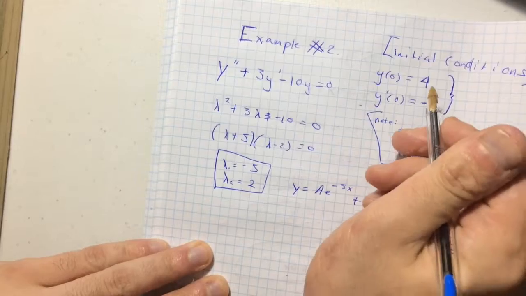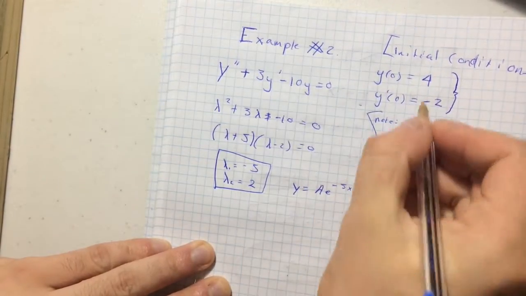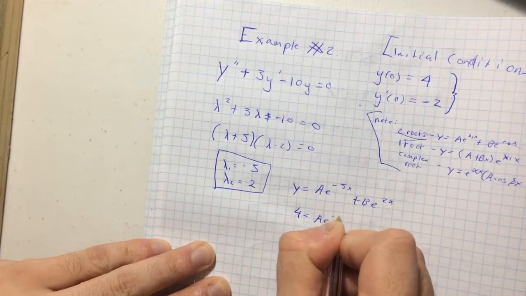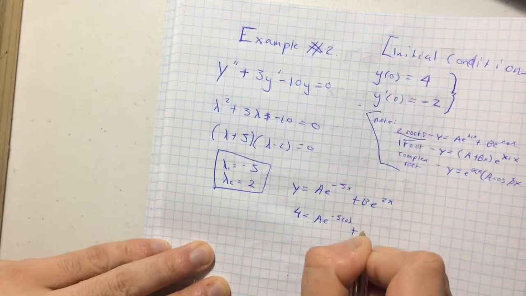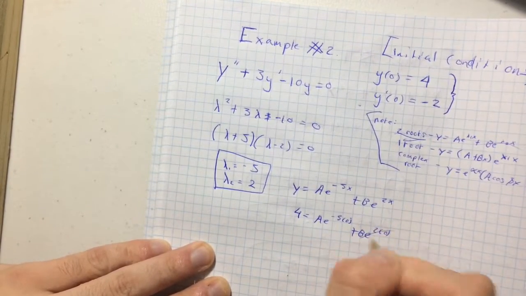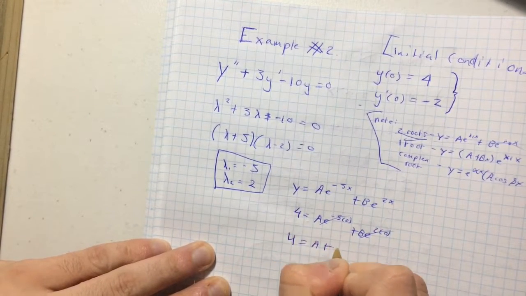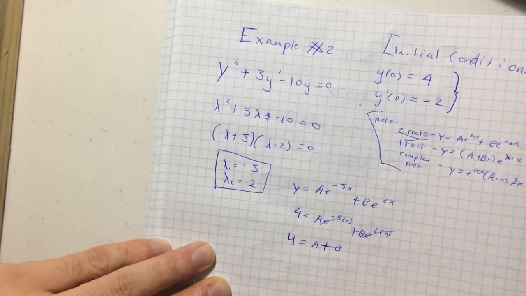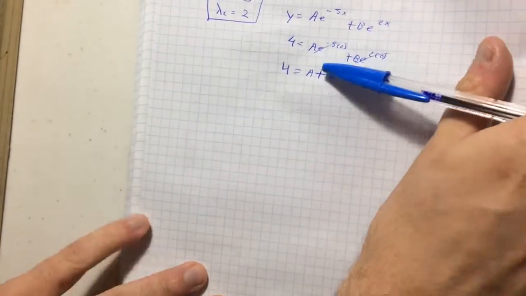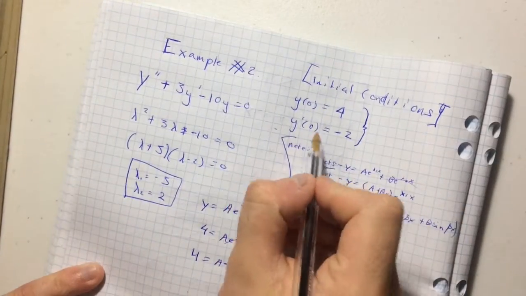Let's plug in our initial condition. y of 0 is equal to 4. So 4 equals a e to the minus 5 times 0 plus b e to the 2 times 0. So we know that this is going to go to 1. So 4 is equal to a plus b. Now, we only have one equation, so we can't solve for the constants. So here's the best part. We use our second initial condition.